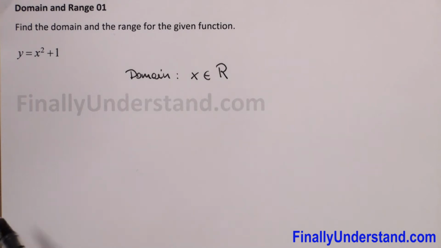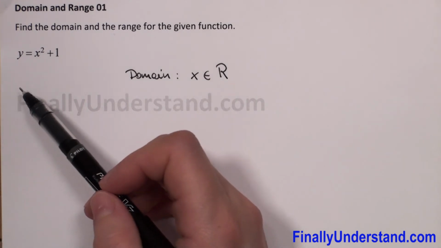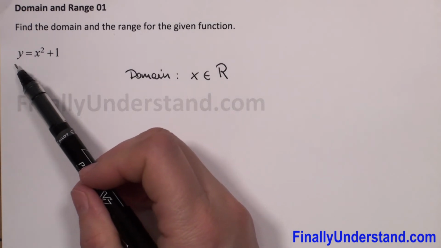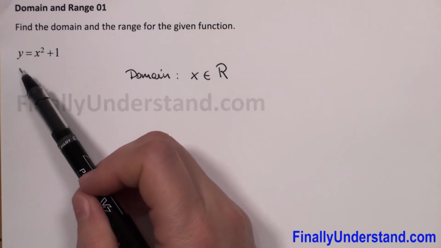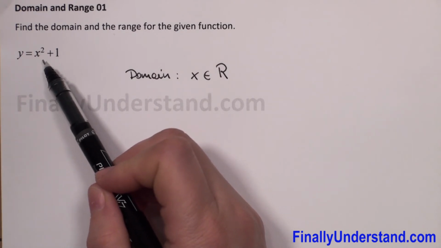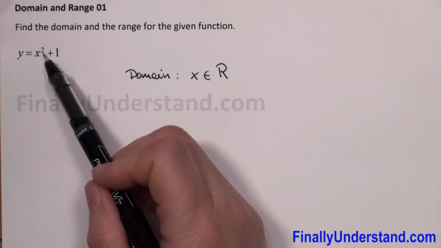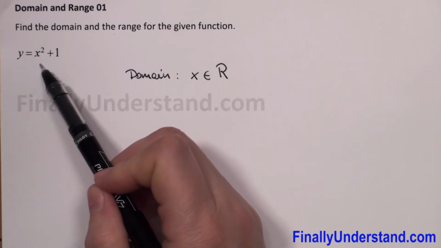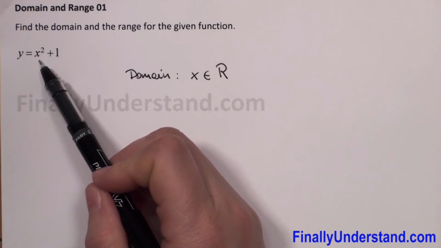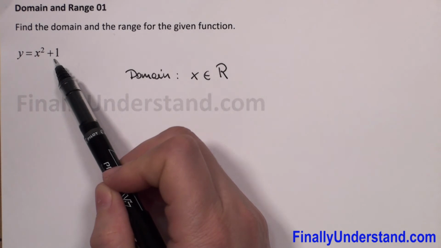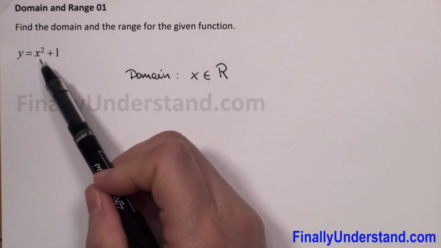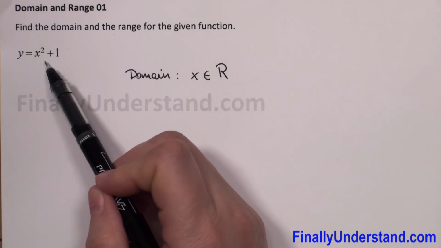Now we have to find the range. The range is all possible values of y, our output of this function. So, because on the right side we have x to the second power, it means we always get a positive number or equal to 0. And if we add 1, the number still will be positive. So the range will be for sure positive numbers.